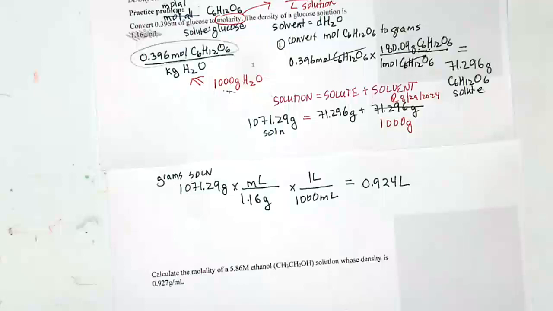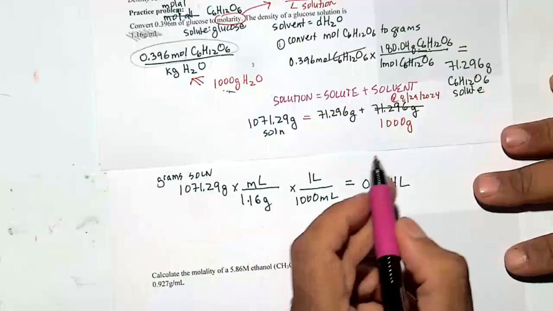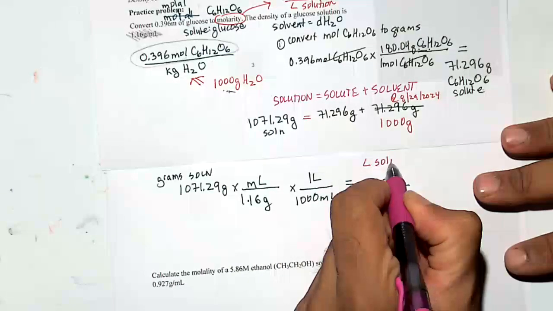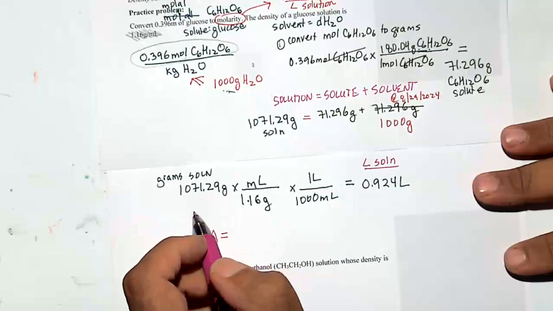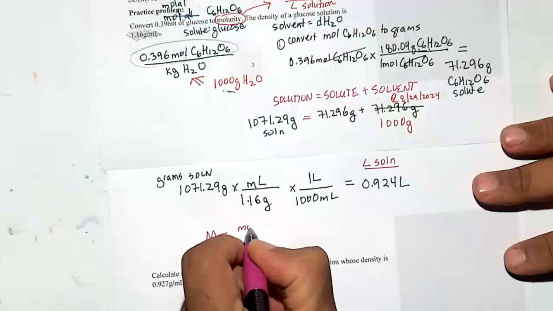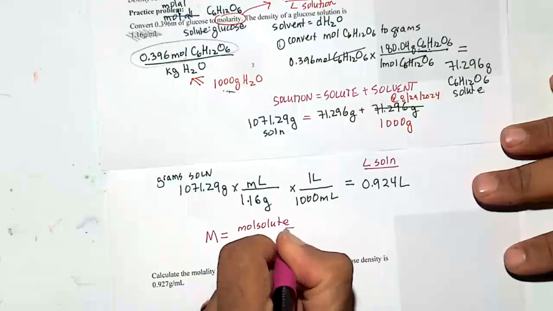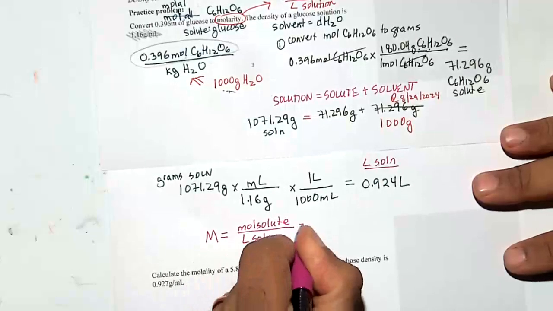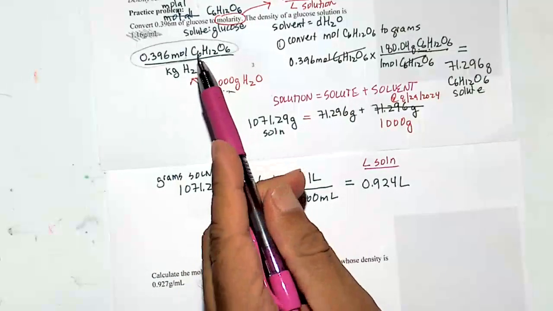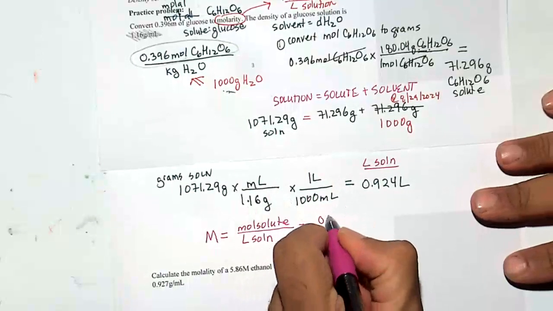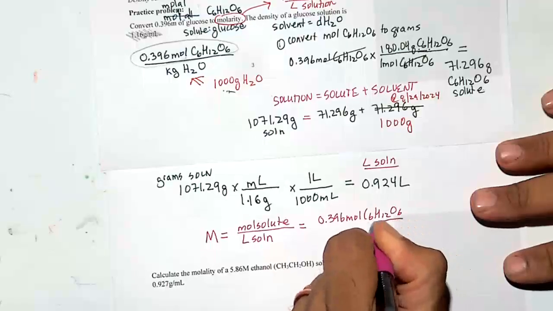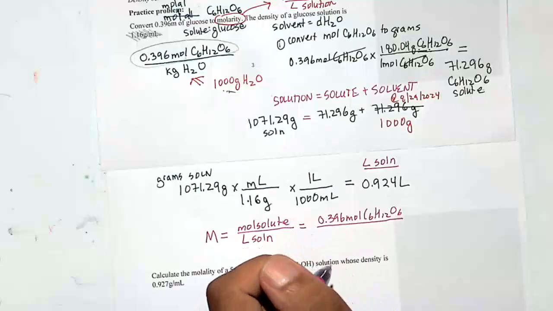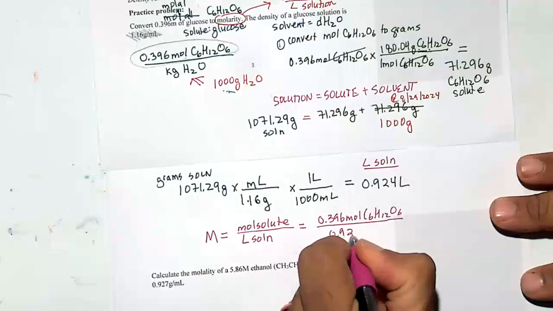And then finally we can get our answer because molarity is moles of solute over liters of solution. So here's our liters of solution right here. We get it from the density. So molarity, which is big M, is moles of solute over liters of solution. Our moles of solute is 0.396 moles, and our liters of solution is 0.924 liters.